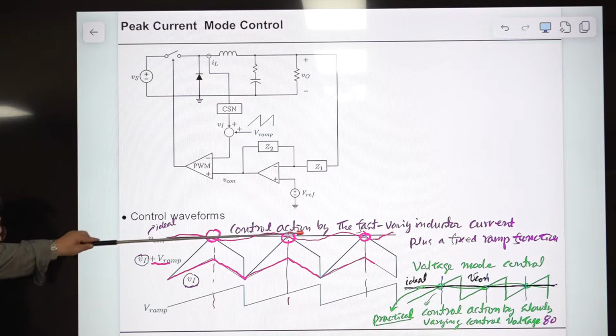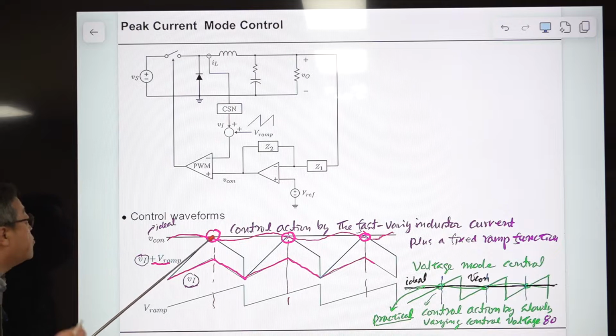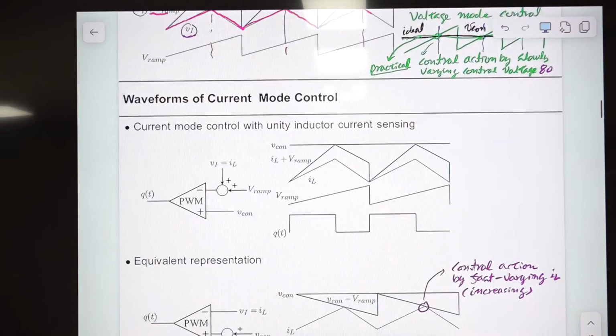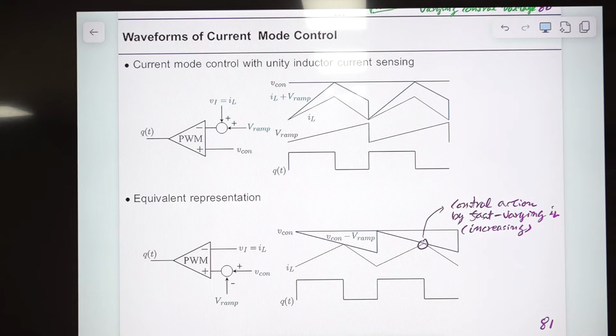Okay, so this is fixed, but this is varying because this is derived from this fast varying inductor current waveform. So there are significant sampling effects embedded into the system dynamics. That is the reason why we are considering the sampling effect for current mode control. We ignored this in classical analysis, and there are good reasons why we are okay without considering that. They will be explained later.